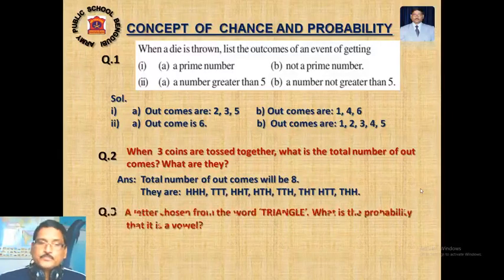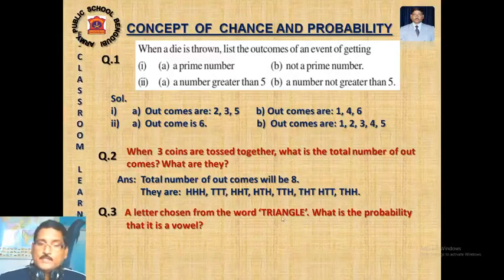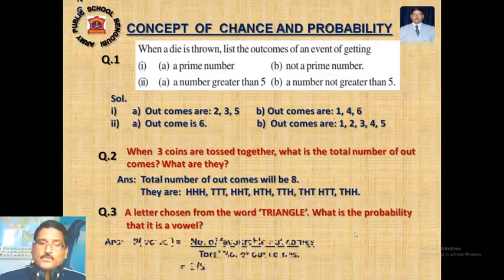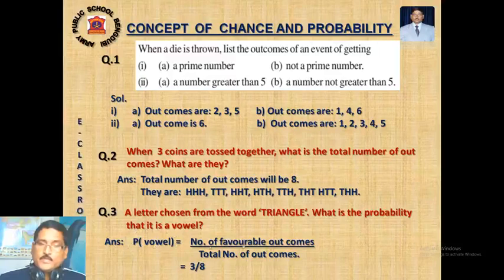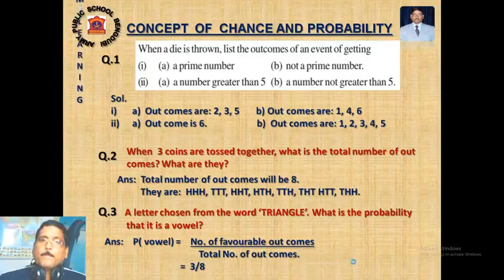Similarly, a letter is chosen from the word triangle. What is the probability that it is a vowel? Inside this, which letters are vowels? I, A, E. The total is 3 out of 8. The way of writing the probability of a vowel is number of favorable outcomes by total number of outcomes. You have done it in class 7. So 3 by 8.